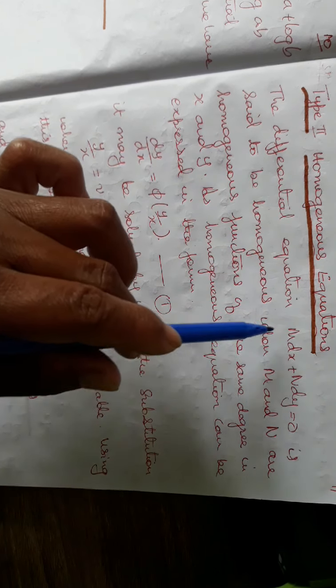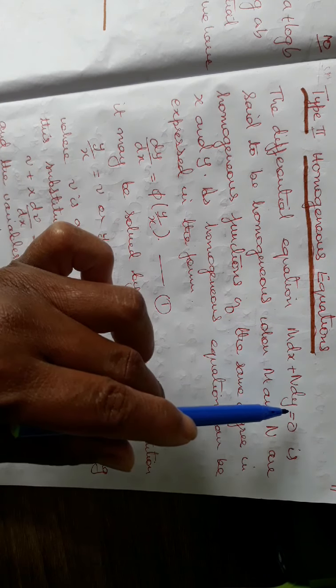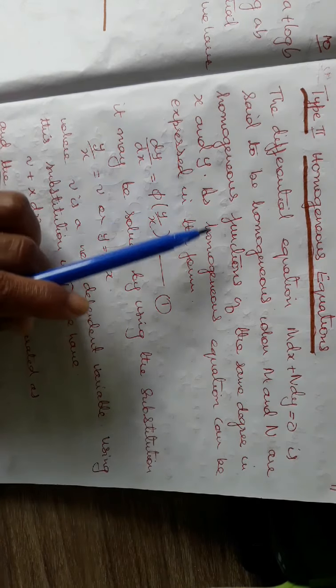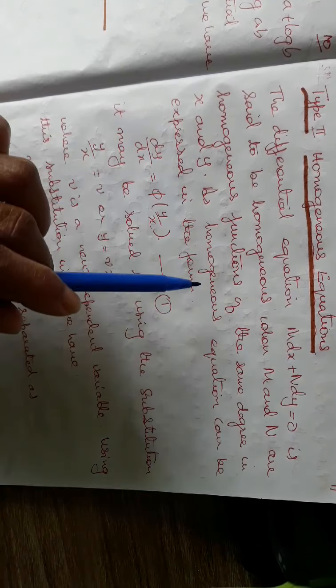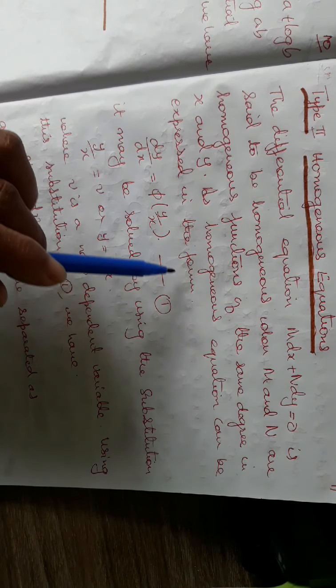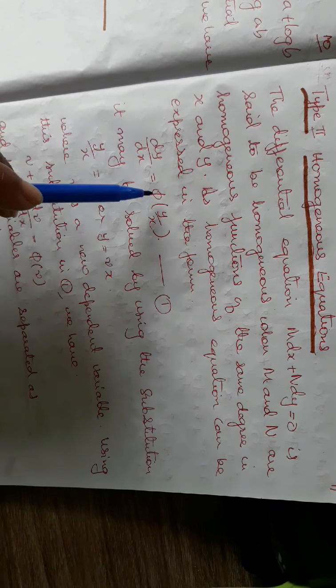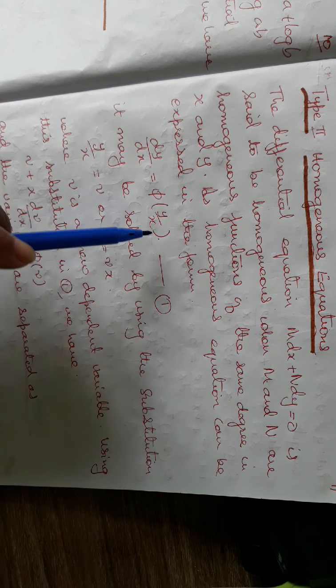So any differential equation of this form, M dx plus N dy equal to 0, is said to be homogeneous if M and N are homogeneous functions of the same degree in x and y. A homogeneous equation can be expressed in the form dy/dx is equal to phi of y upon x. We name it equation 1, and it may be solved. How to solve this homogeneous equation?